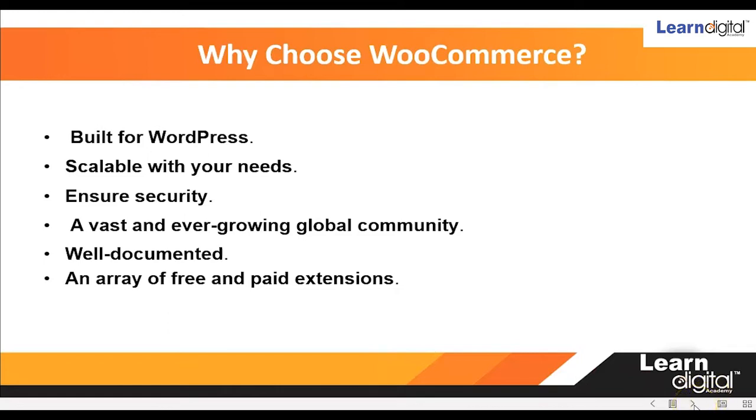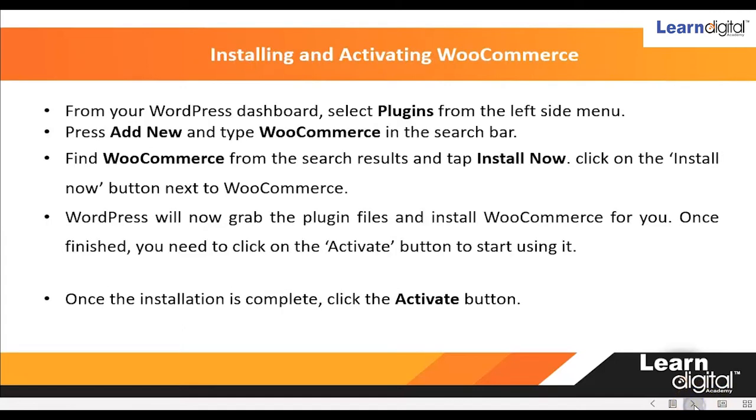Before that, we need to know about the process of installing this WooCommerce plugin, right? Here are some steps. From your WordPress dashboard, select Plugins from the left side menu. In the earlier session, you learned how to add plugins in the same way. You have to go to the plugin option, click on Add New, select WooCommerce, and after selecting that one, you have to activate it.